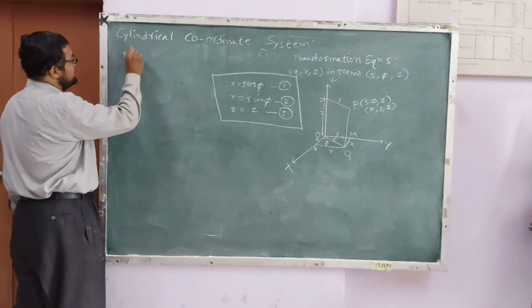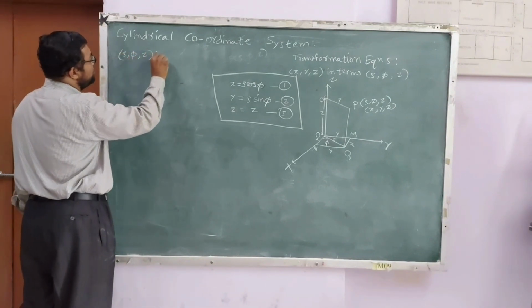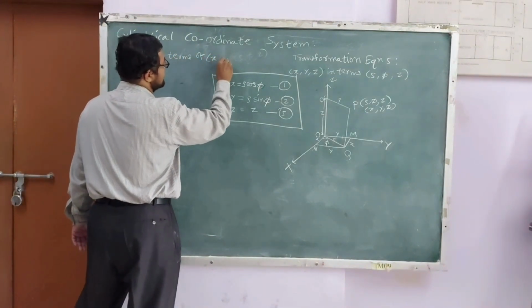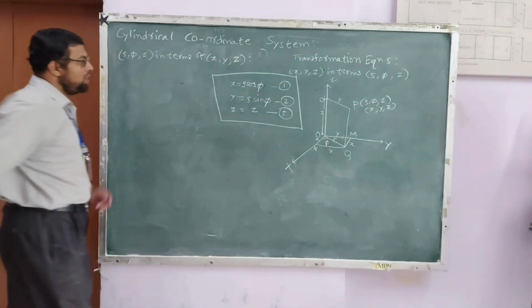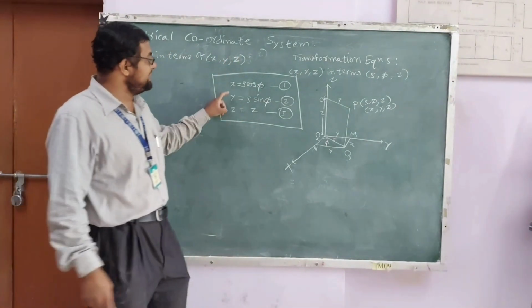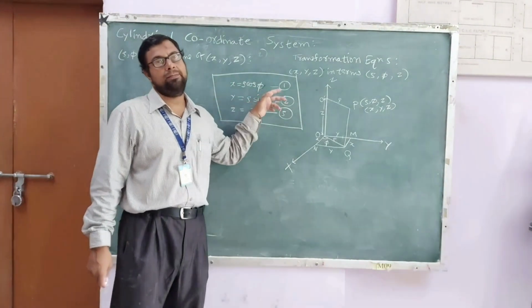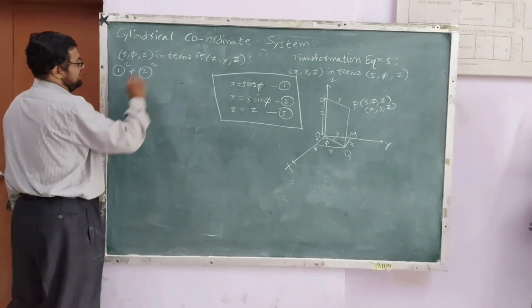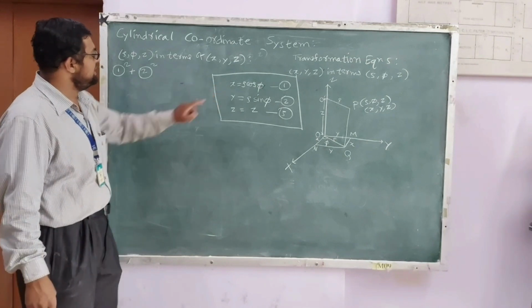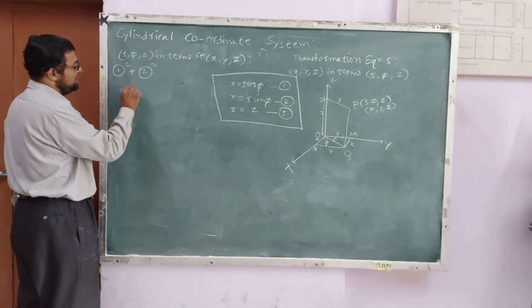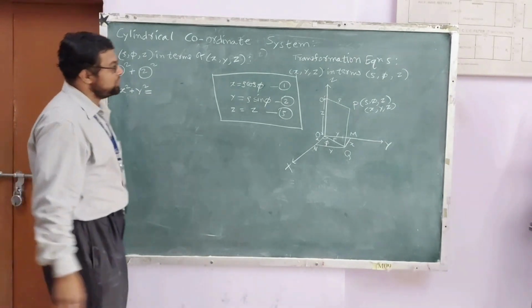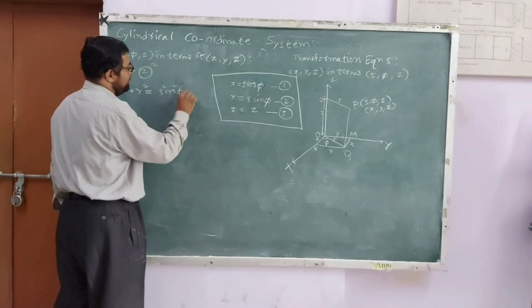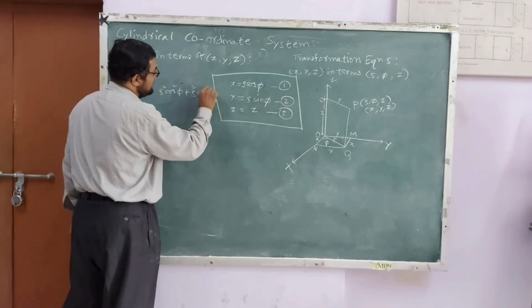Now in our next part we shall find out what will be the rho, phi and z, that is, the cylindrical coordinates in terms of Cartesian coordinates, that is x, y and z. So for this purpose, we will square these two equations and add them. So squaring equations 1 and 2 and adding, on the left hand side we get x square plus y square is equal to rho square cos square phi plus rho square sin square phi.